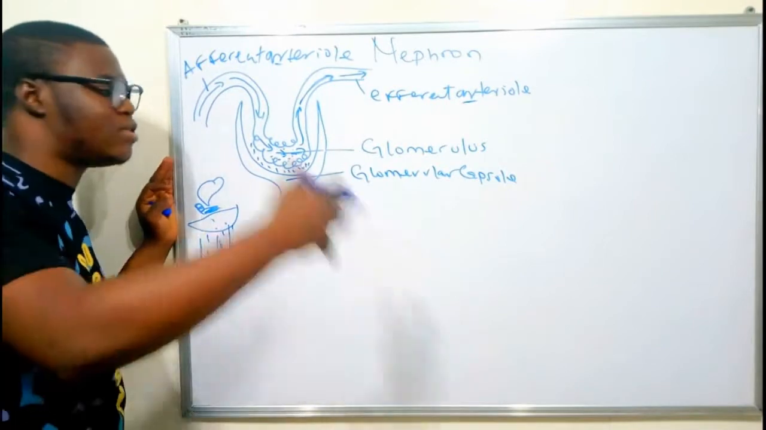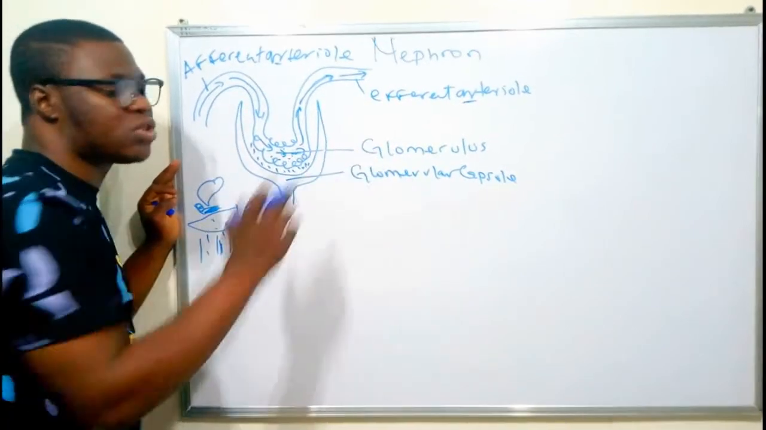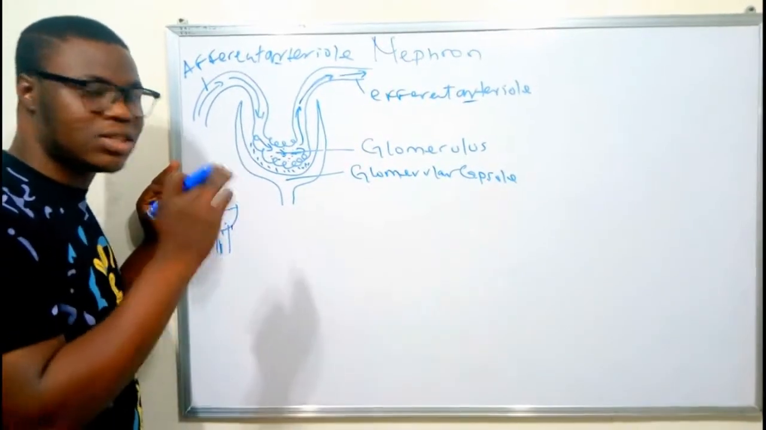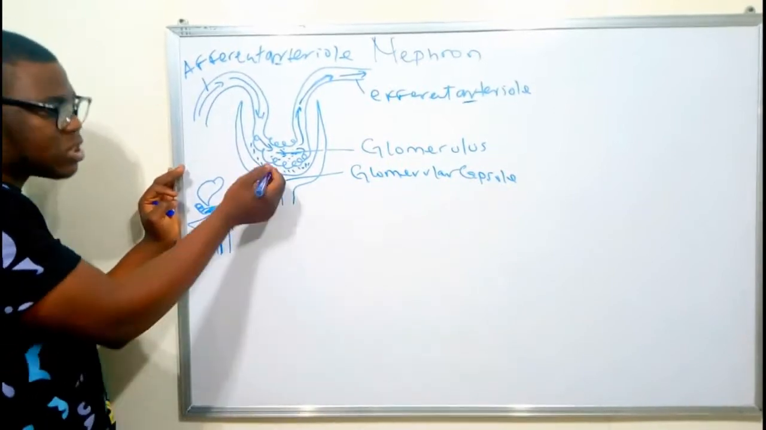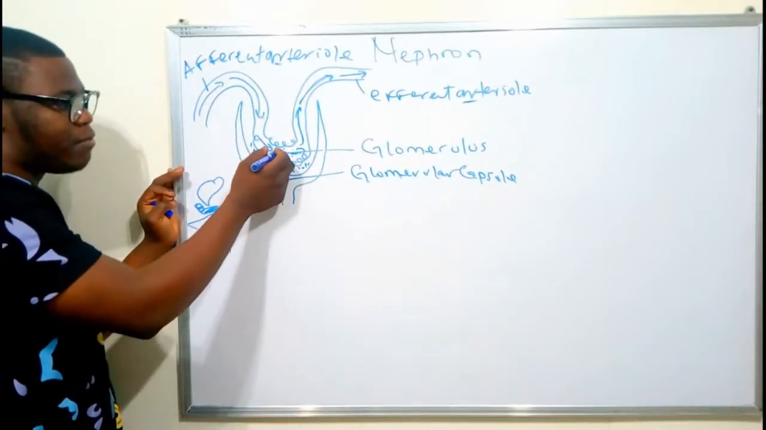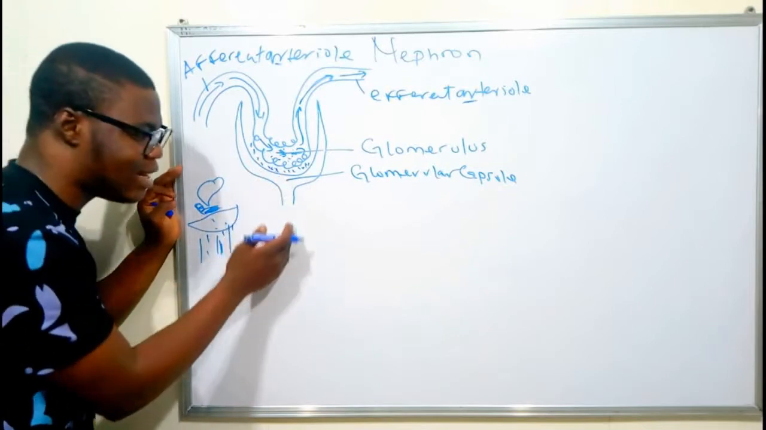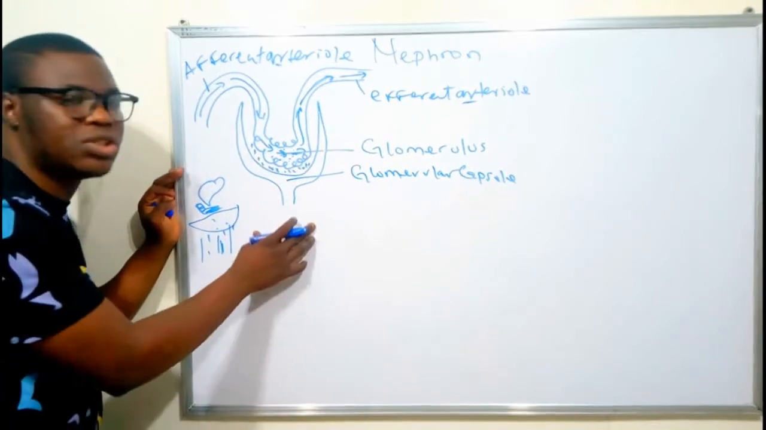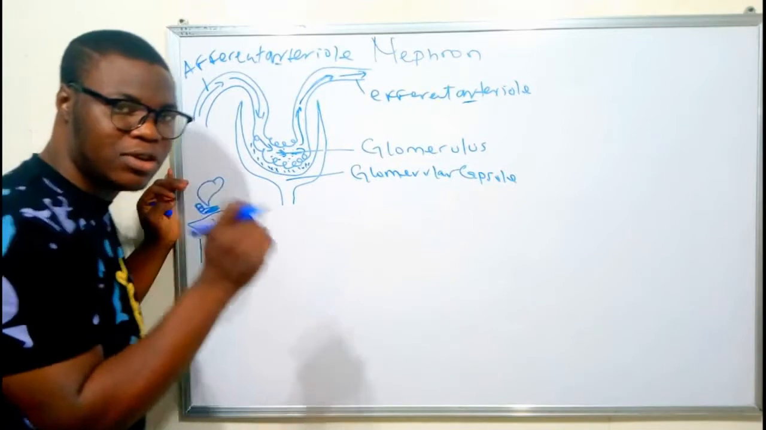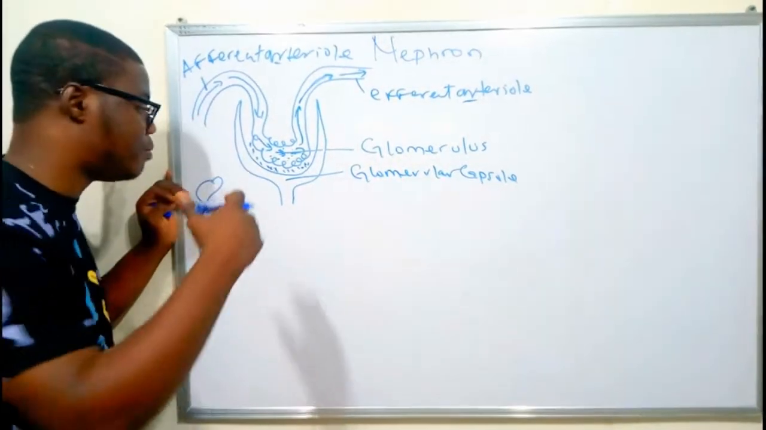It nearly encapsulates the glomerulus completely, but nearly. So the function is to receive the filtrate from the glomerulus, and then it is going to pass it down inferiorly to a new structure that I'm going to be describing now. So let me draw it. Let me draw the new structure.